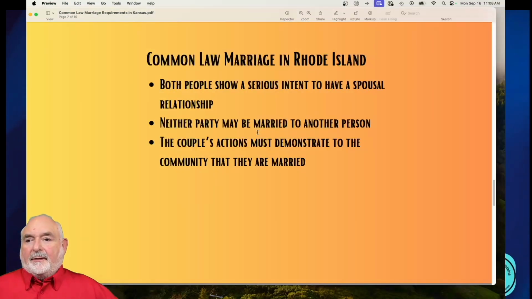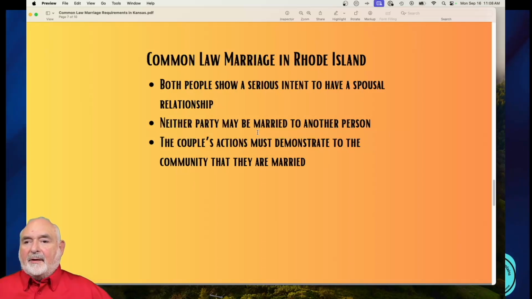In Rhode Island, the common law marriage requirements are that people must show a serious intent to have a spousal relationship. Neither party may be married to another person, and the couple's actions must demonstrate to the community that they're married. Again, very similar to most of the other jurisdictions.